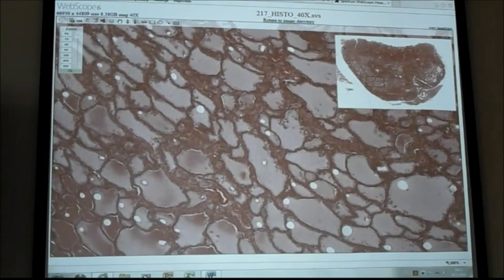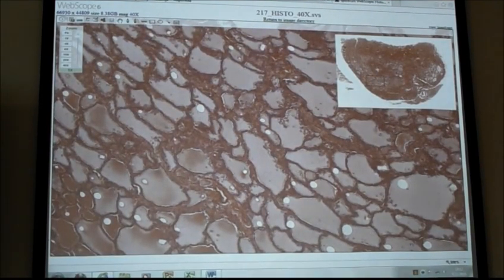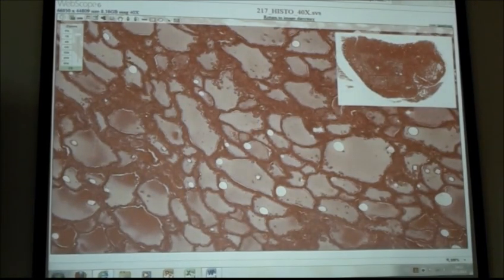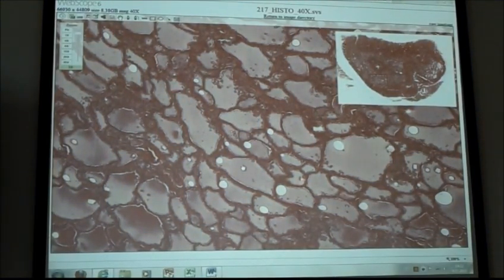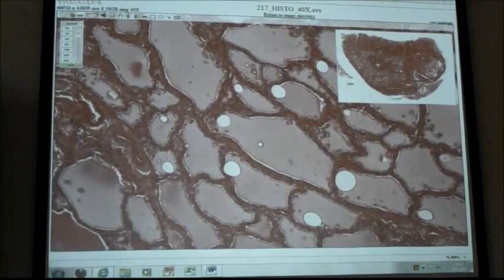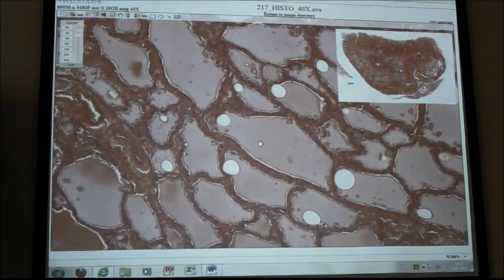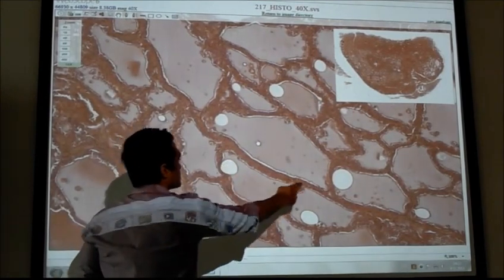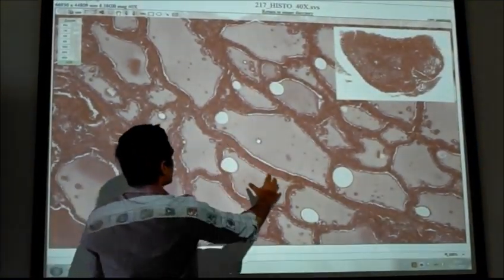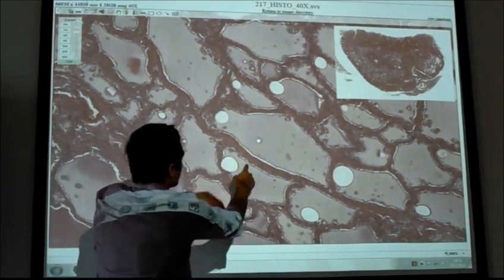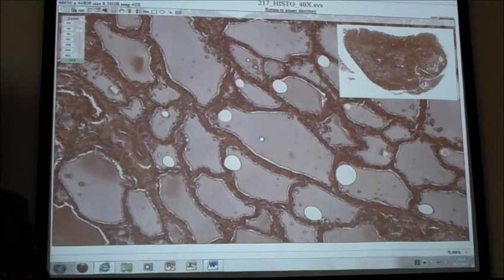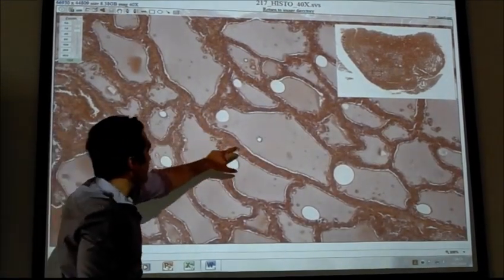These are called follicles. You see, this is a follicle. This is the secretion. Let me just zoom in more. So this is one layer of cuboidal cells surrounding this follicle, one follicle, second follicle, and within here you can also find the other cell which I mentioned, parafollicular cells. Here you will find it.